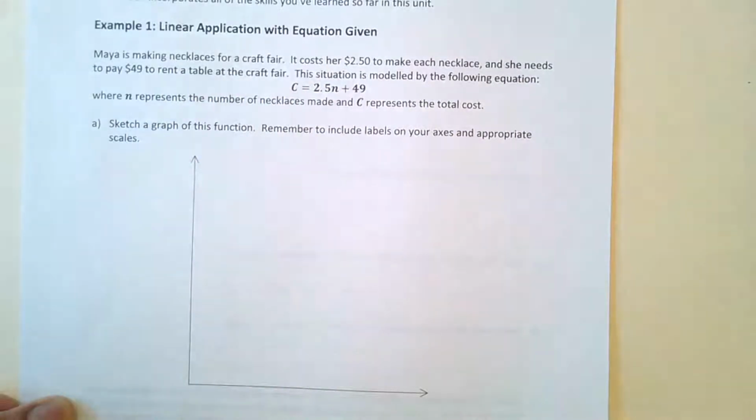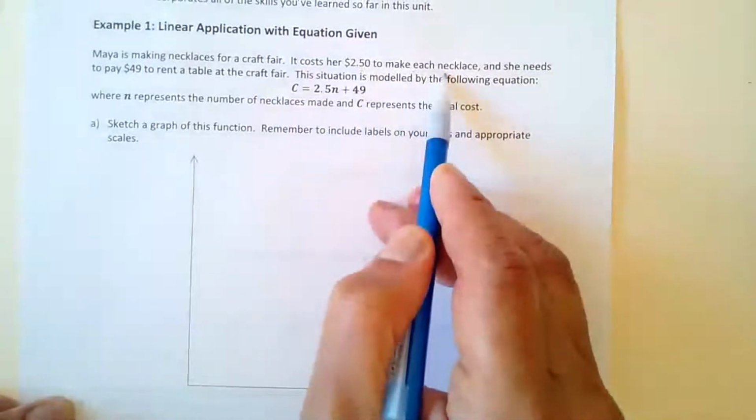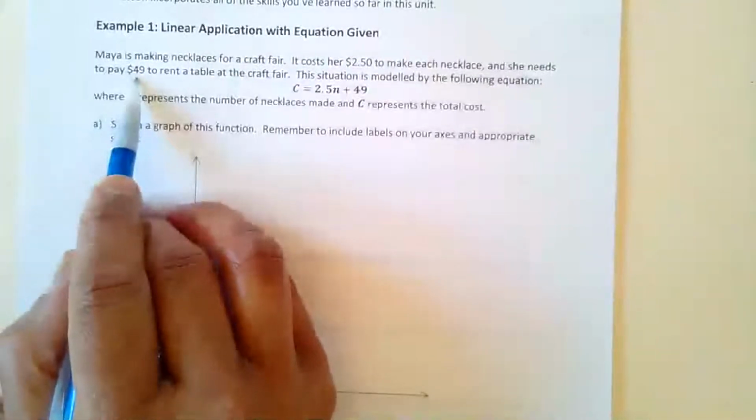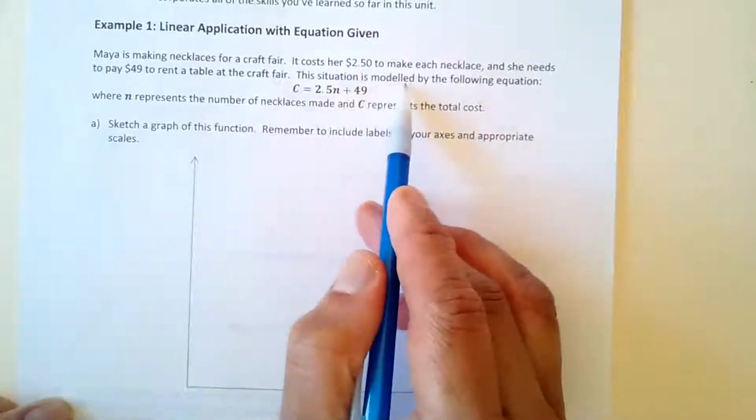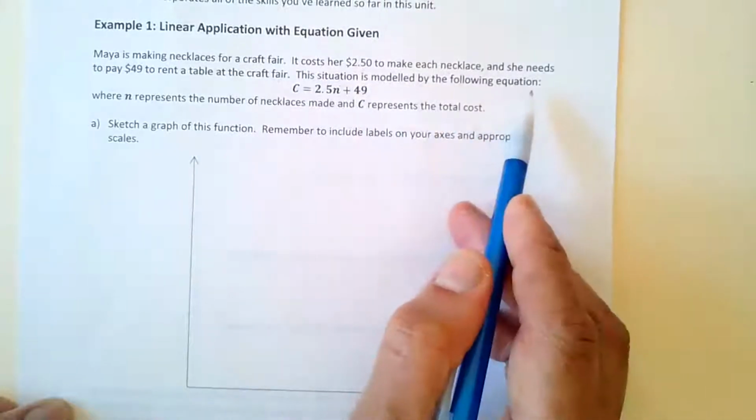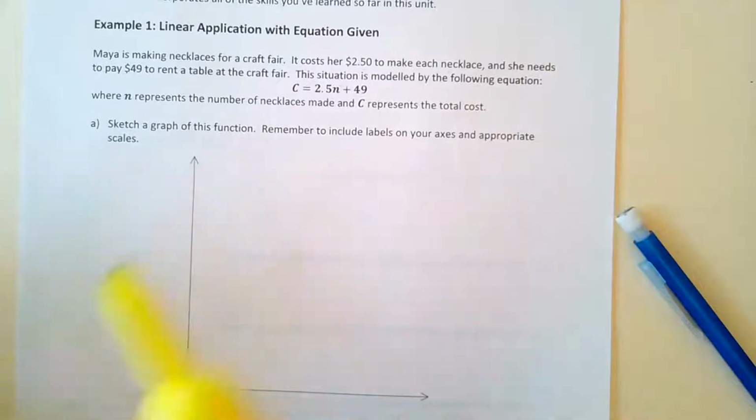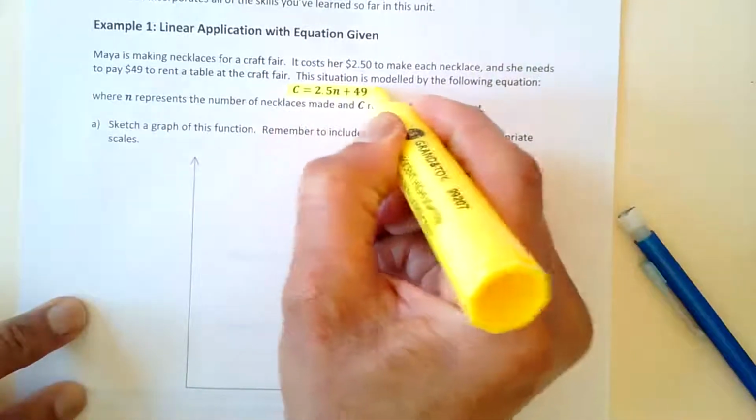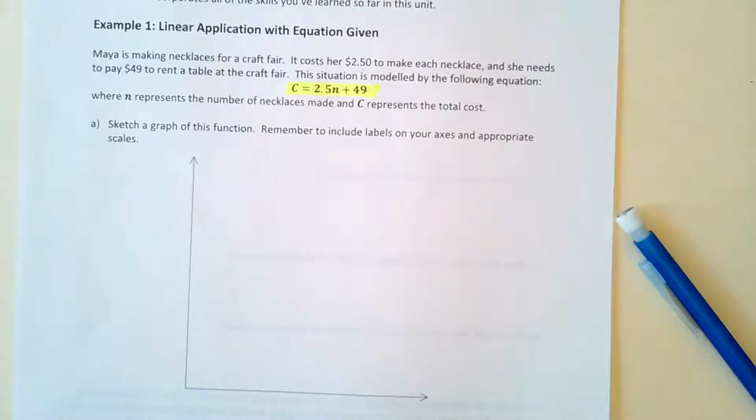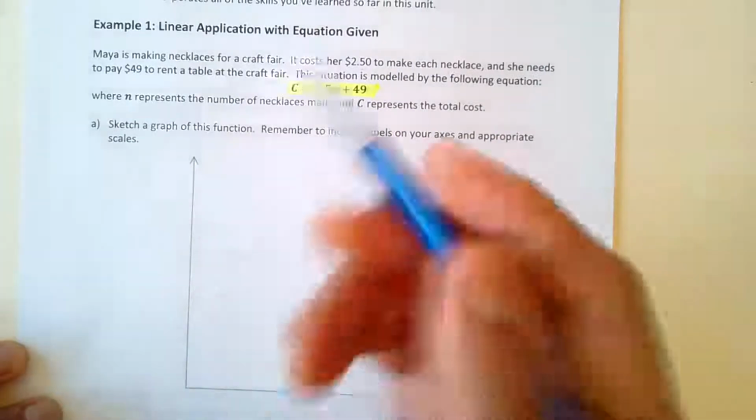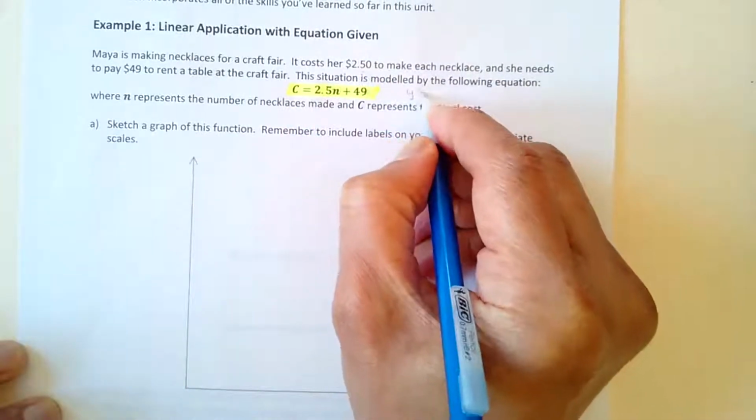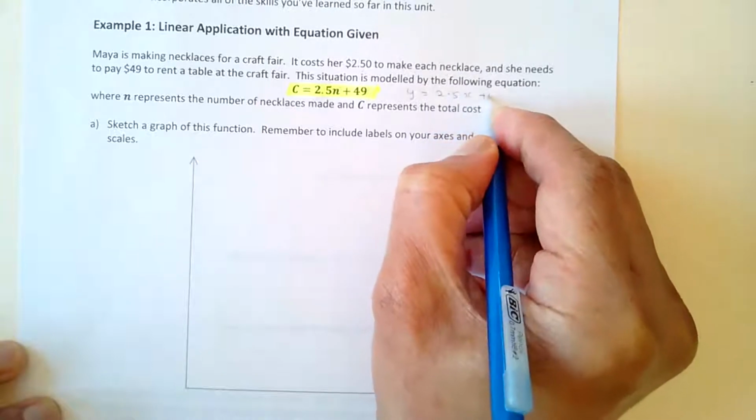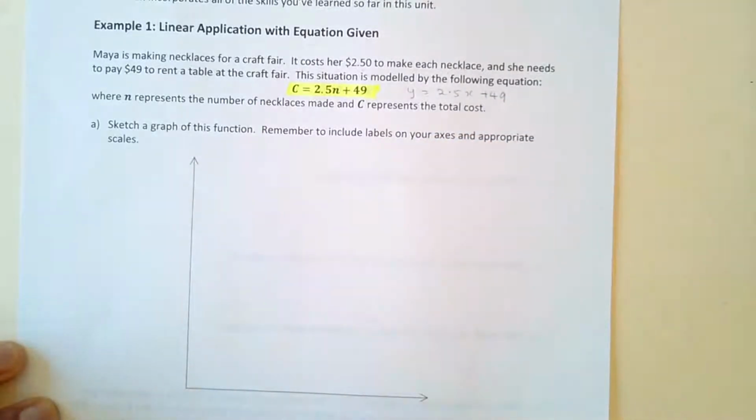Maya is making necklaces for a craft fair. It costs her $2.50 to make each necklace, and she needs to pay $49 to rent a table at the craft fair. The situation is modeled by the following equation: C is equal to 2.5n plus 49. As we've done before, we can translate this into y is equal to 2.5x plus 49. Now it looks like a familiar equation.